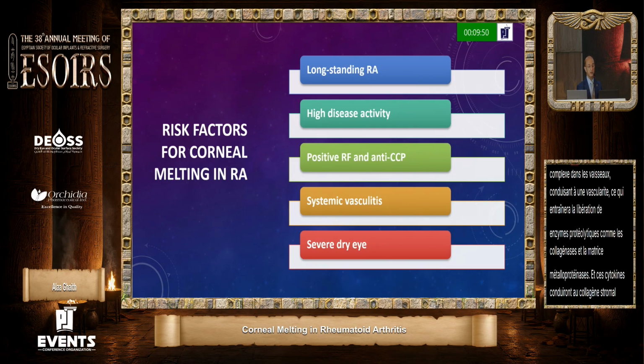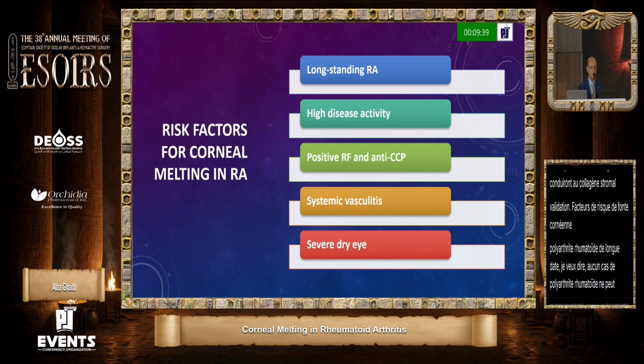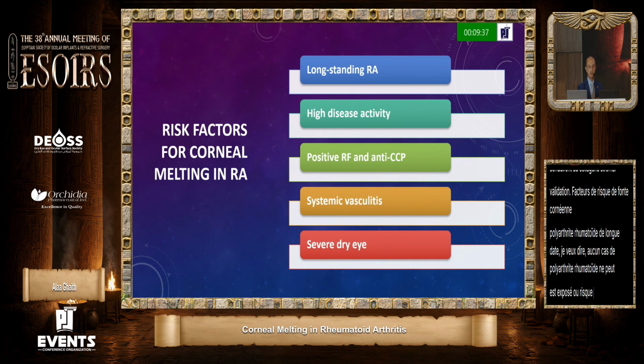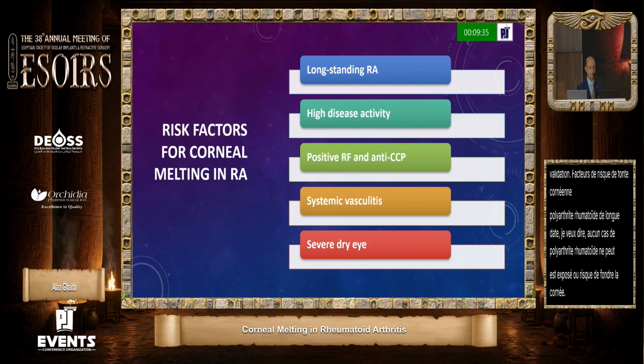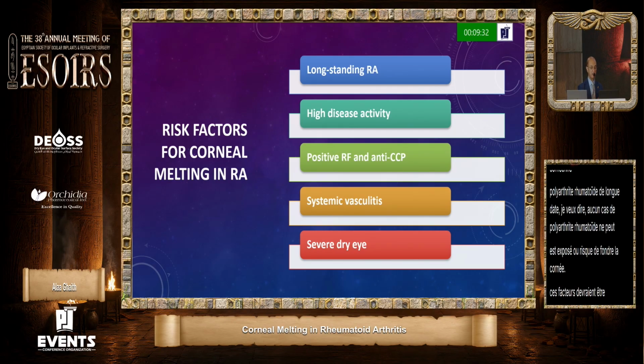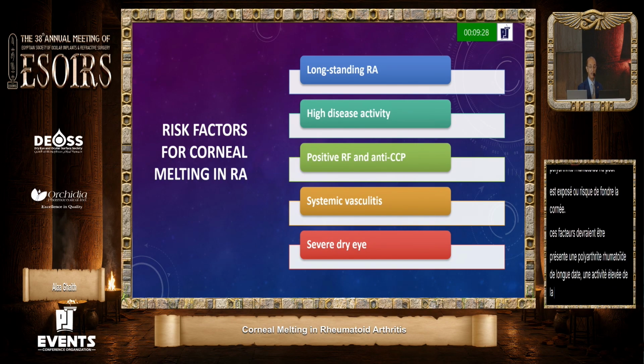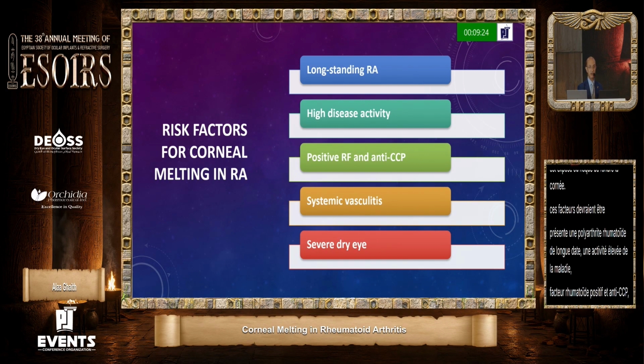Risk factors for corneal melting: long-standing rheumatoid arthritis. I mean, not any case of rheumatoid arthritis is exposed or at risk of corneal melting. These factors should be present: long-standing rheumatoid arthritis, high disease activity, positive rheumatoid factor and anti-CCP, systemic vasculitis, and severe dry eye. It usually occurs in a patient with chronic severe dry eye.